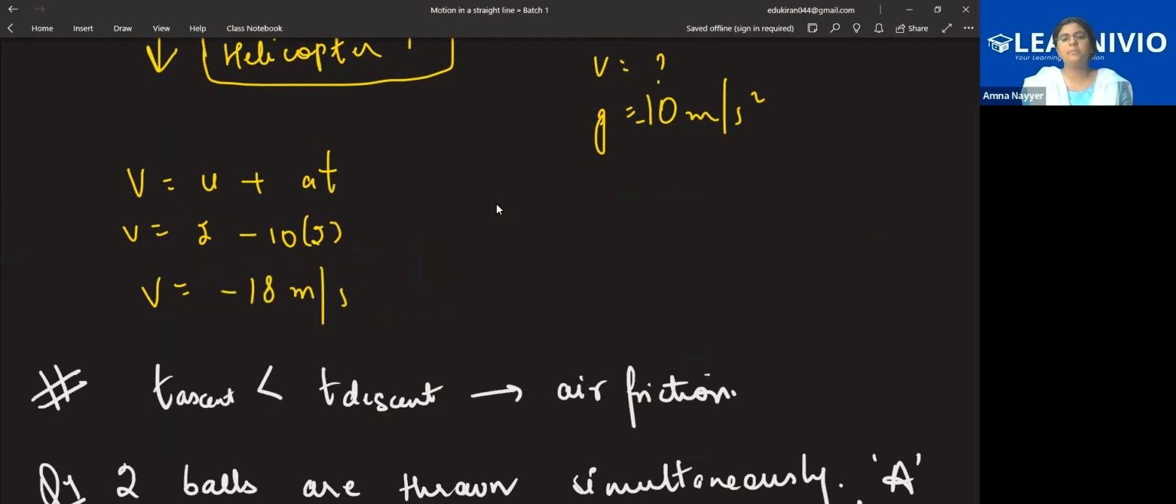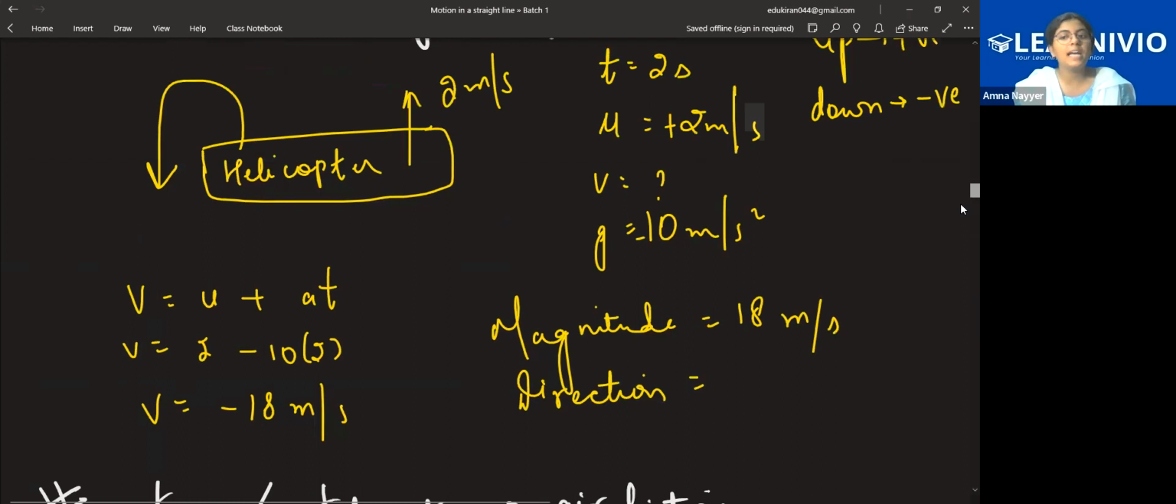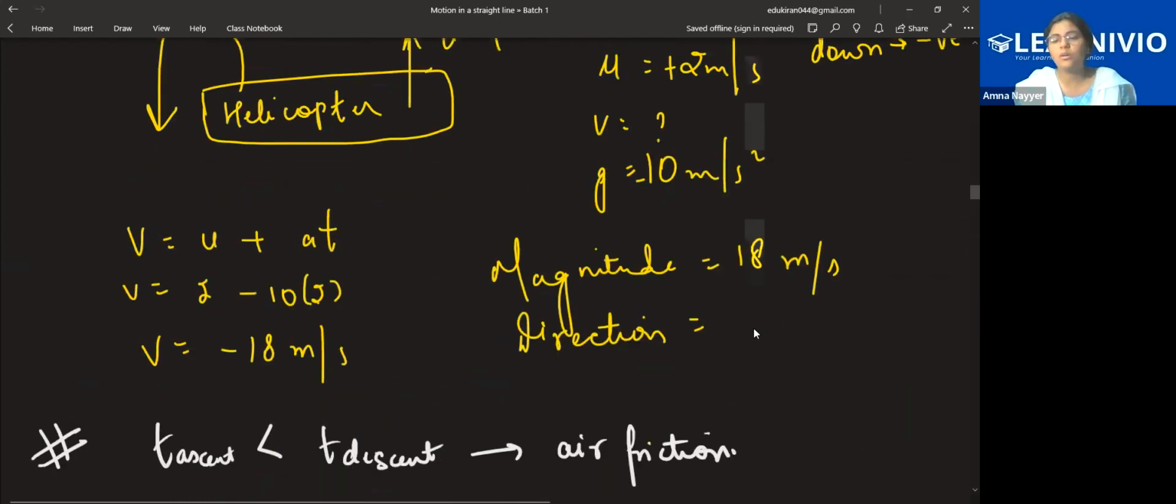Now, class, if I have this answer, see, my magnitude is 18 meter per second. And what is the direction? My answer is coming negative. And what was the direction negative I had chosen? Negative was downwards. So the direction here would also be downwards.